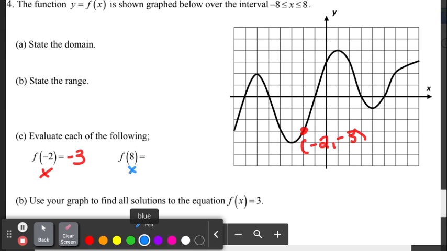When x is 8, I already had that one written down. That's the point 8, 3. So you would put a 3 there.